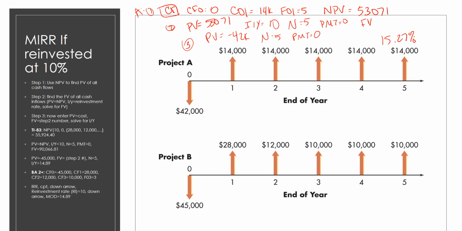So now let's do the same thing for project B. For B, the first step, we use our cash flow register, but we only enter in the cash inflows. So cash flow at 0 is 0, cash flow at time period 1 is 28,000, cash flow at time period 2 is 12,000, and cash flow at time period 3 is 10,000 with a frequency of 3. And we solve for the present value of that. So our net present value is $55,924.